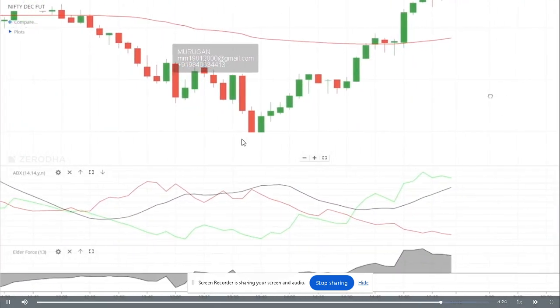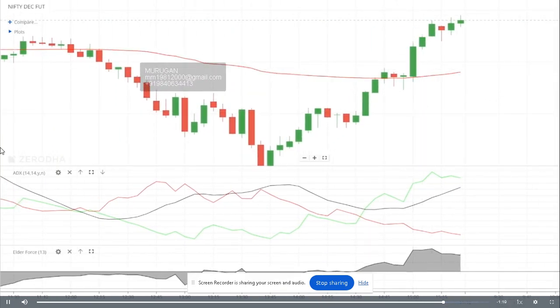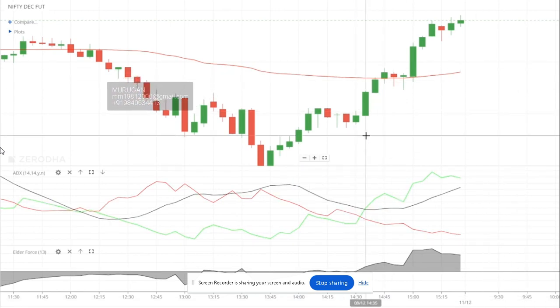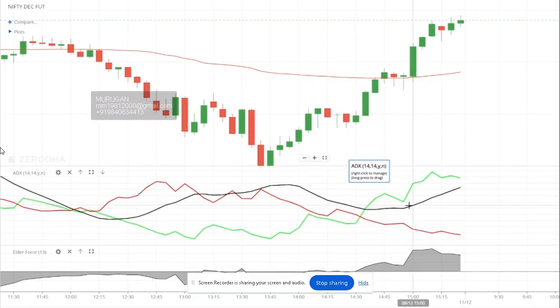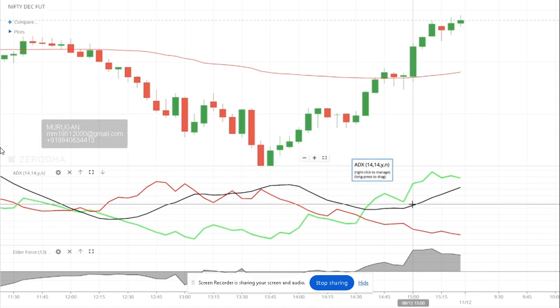Right. Okay. So the latest one. I think this is today, 8th of December. Today was the RBI policy. So you can see somewhere here, the green line is above the red line, and ADX is on an upward trajectory.